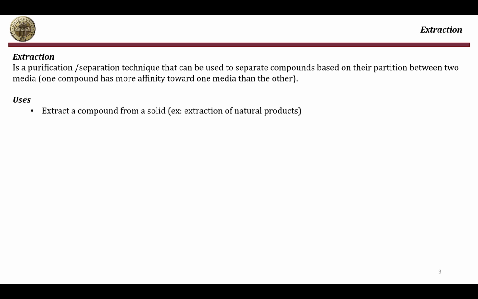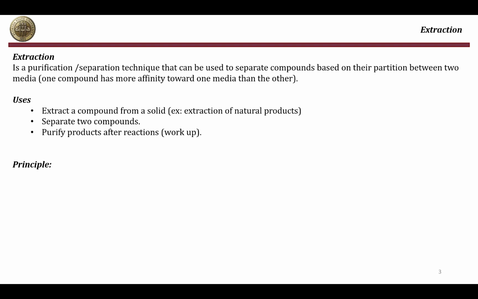Extraction can be used to extract a compound from a solid, such as in the extraction of natural products, or it can be used to separate two compounds. So if you have a mixture of two compounds, one of the techniques that can be used in organic chemistry labs to separate them is extraction. It can also be used to purify products after reactions. Whenever a reaction is over, the first step is to do the workup, which usually consists of extraction of the organic products out of the reaction mixture.